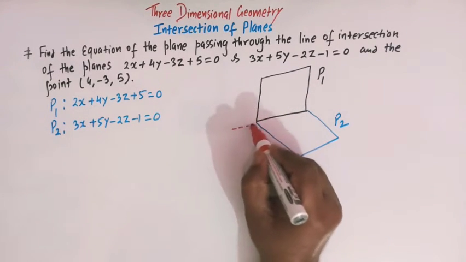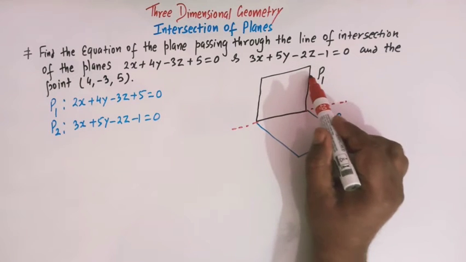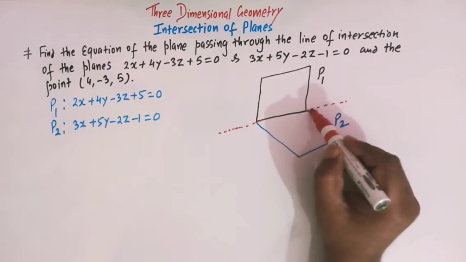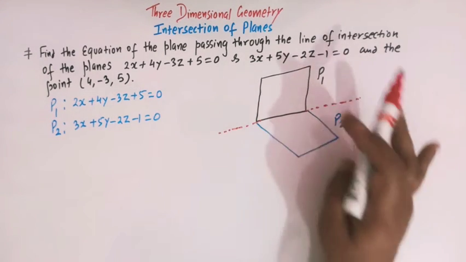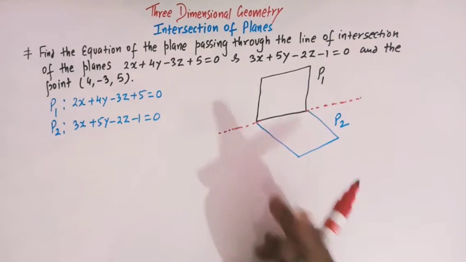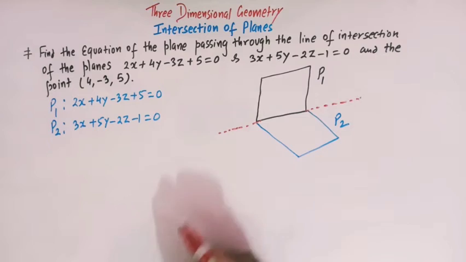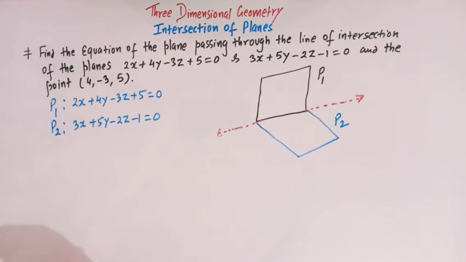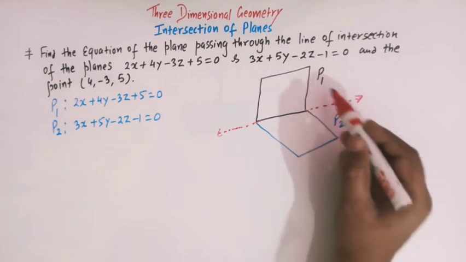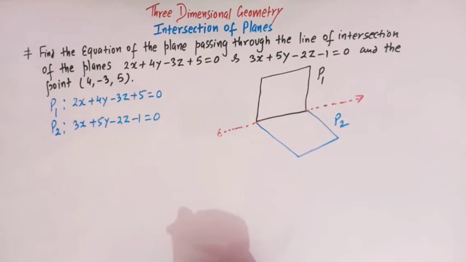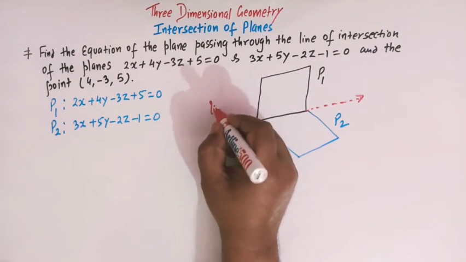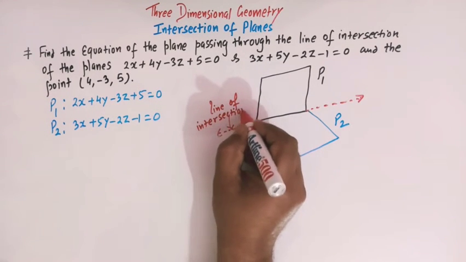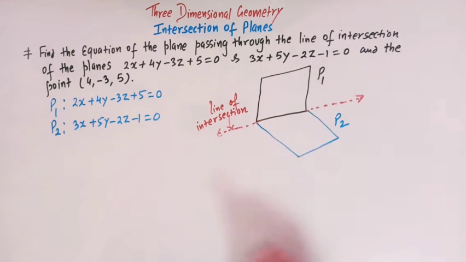See, these two planes P1 and P2 intersect at this line. So this is the line, and these two planes P1 and P2 intersect at this line. Now we have to find the equation of a third plane which passes through the line of intersection of these two planes P1 and P2. This line is called the line of intersection.